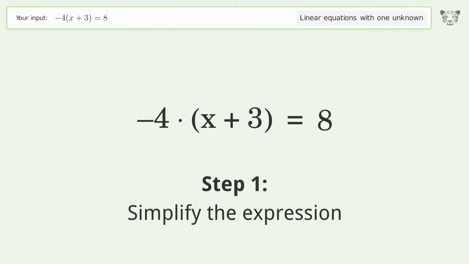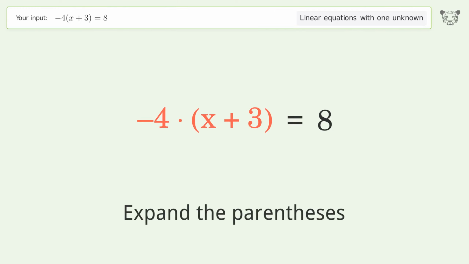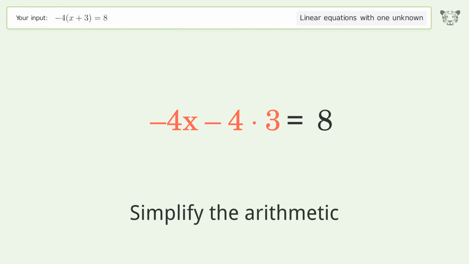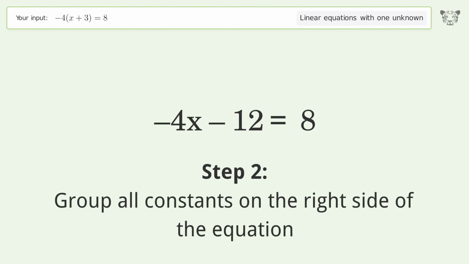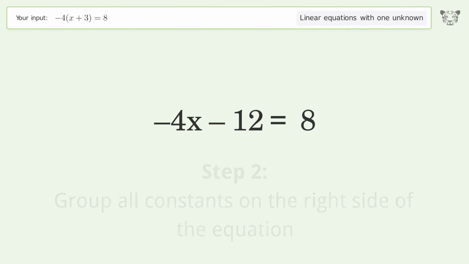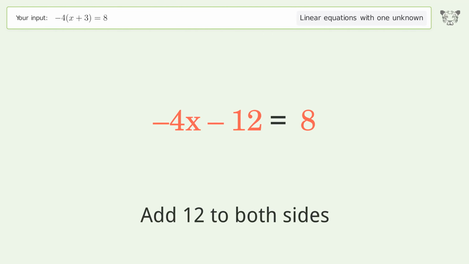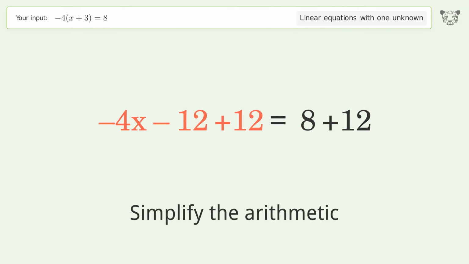Simplify the expression. Expand the parentheses. Simplify the arithmetic. Group all constants on the right side of the equation. Add 12 to both sides. Simplify the arithmetic.